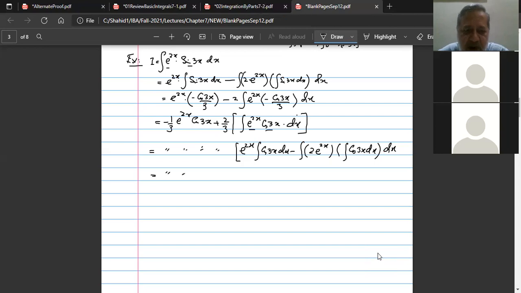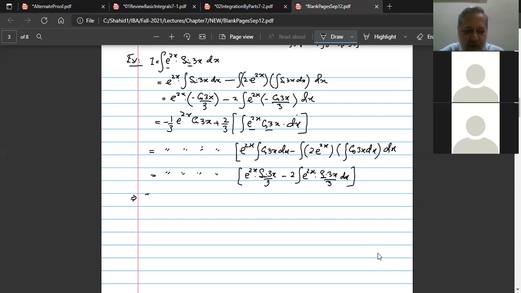So I keep all these things as they are and focus on this part, e power 2x. The integral of cos is sine, but this is cos 3x, so the integral will be sine 3x upon 3, minus this constant 2 taken outside, e power 2x, integral of cos is sine, but this is cos 3x, so sine 3x upon 3 dx.